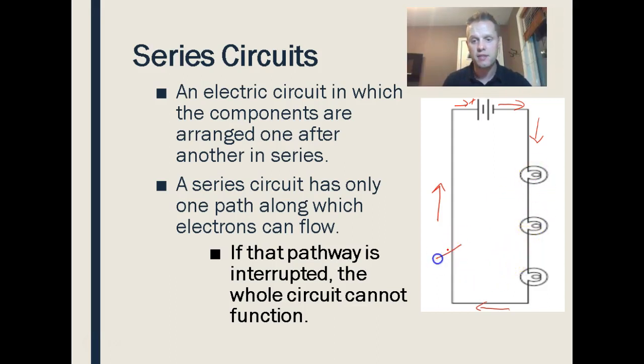So if I split this with a pair of scissors, that's a picture of some scissors, if I cut it right there, or along here, or anywhere along this, the lights will go out because I've interrupted that pathway for those electrons. They can't flow, the electricity goes off.